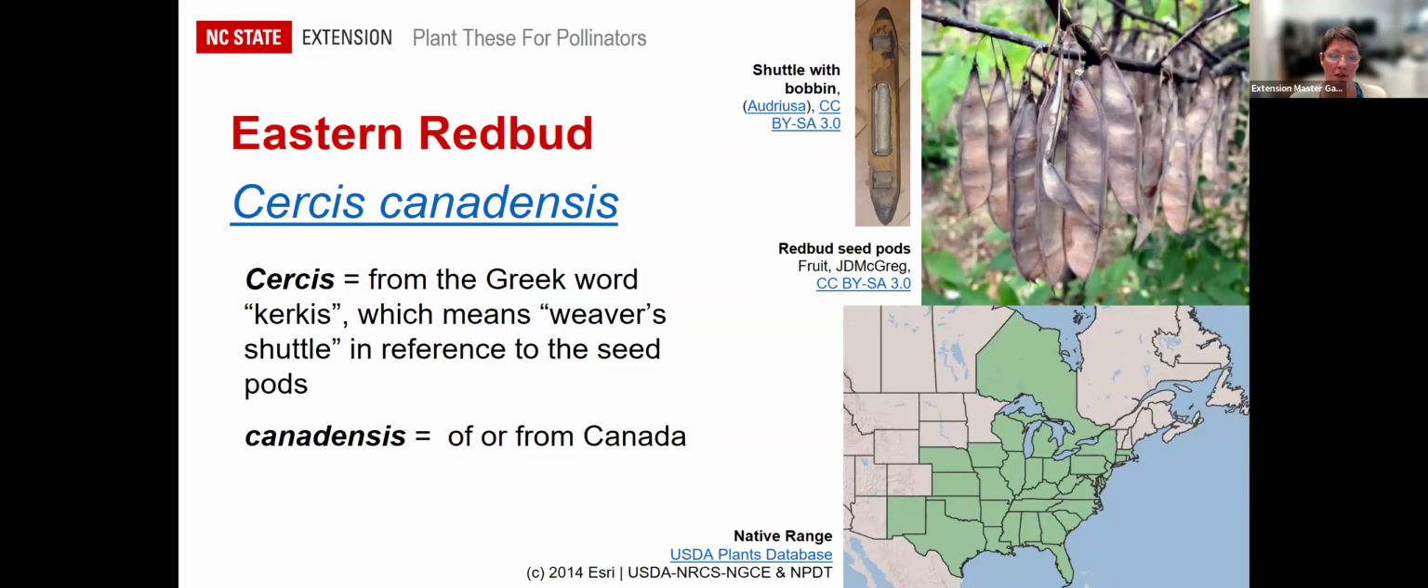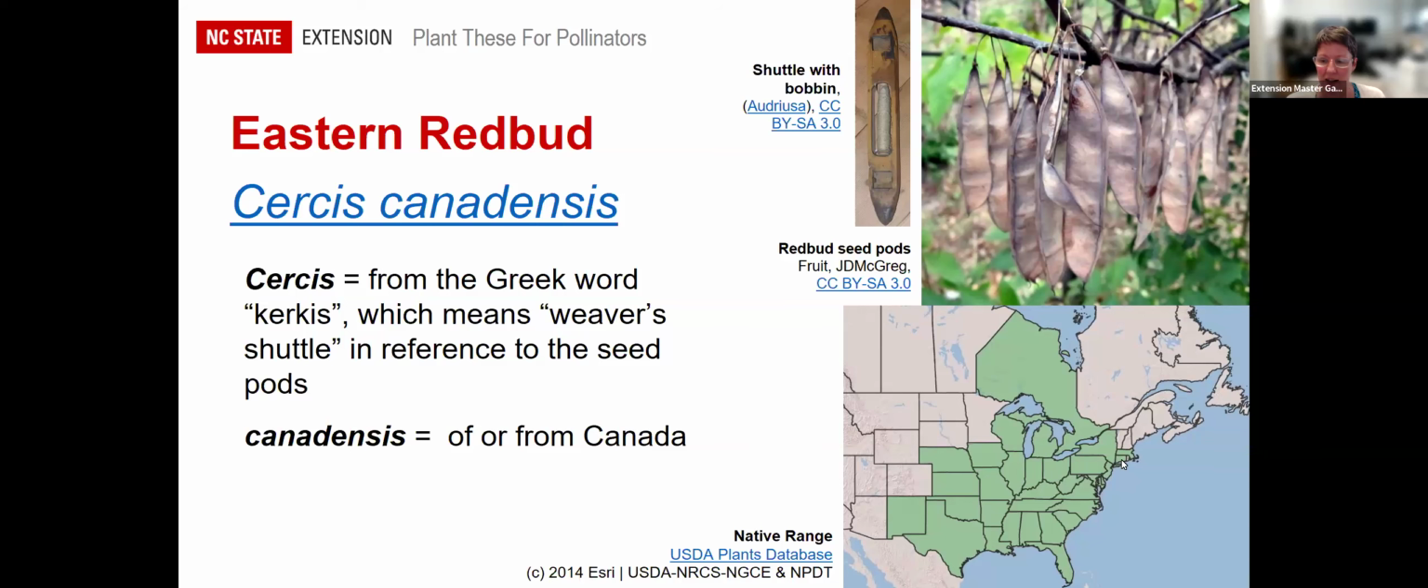It is from the Greek word kerkis, which means a weaver's shuttle, and it references the shape of the seed pods. As you can see in the picture, it is in the legume family, so the seed pods look like kind of dried up brown snow peas, like beans. And this is a weaver's shuttle. So you can see there is a strong resemblance in the overall shape. That is where we get the name Cercis. And then canadensis, of or from Canada. And you can see here the native range is part of Canada, and then much of the United States, the eastern half of the United States.